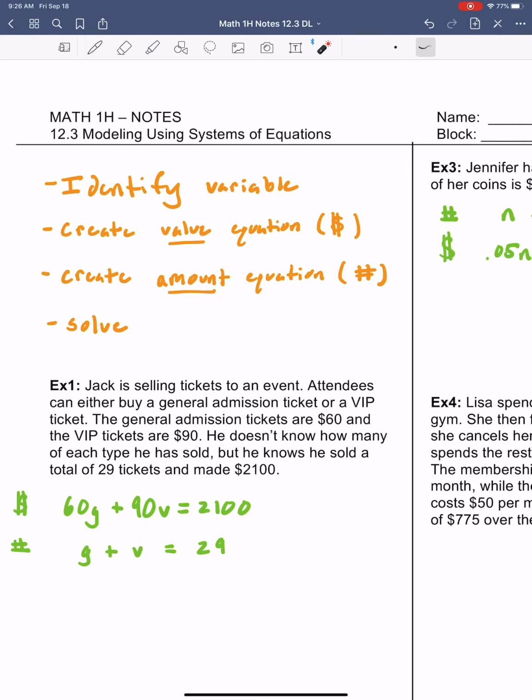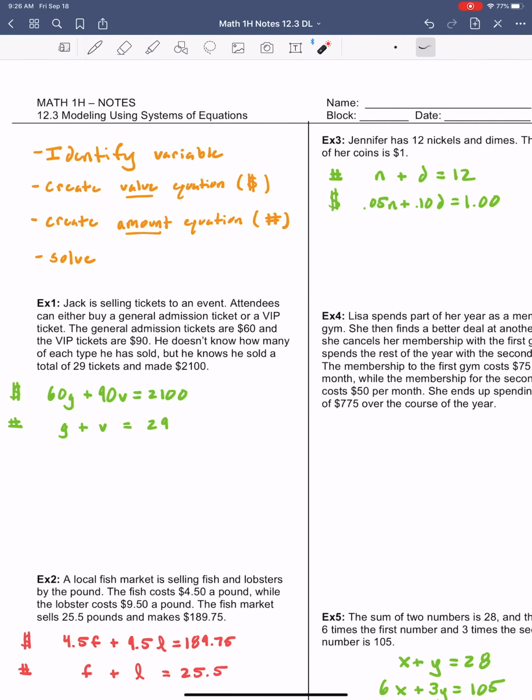So that would be like if it was $10 per ticket, I would put that into one equation. And then we're going to create an amount equation. Okay, so this is going to be another equation that represents the number of items I have. So not necessarily how much they're worth, but the number of items that I have. And then we're going to solve using the different methods that we have for solving systems. And you'll see what we're talking about here on the next one.